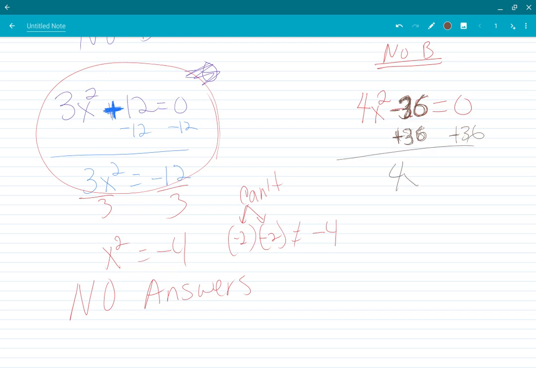So we got 4x squared equals 36. Then I'm going to divide by 4. So I'm going to get x squared equals 9. And what times what is 9? 3. Yep. And also who else? Or negative 3. Make sense? And that's why when you square root here, you have the plus and minus. You have the positive version and then the negative version.